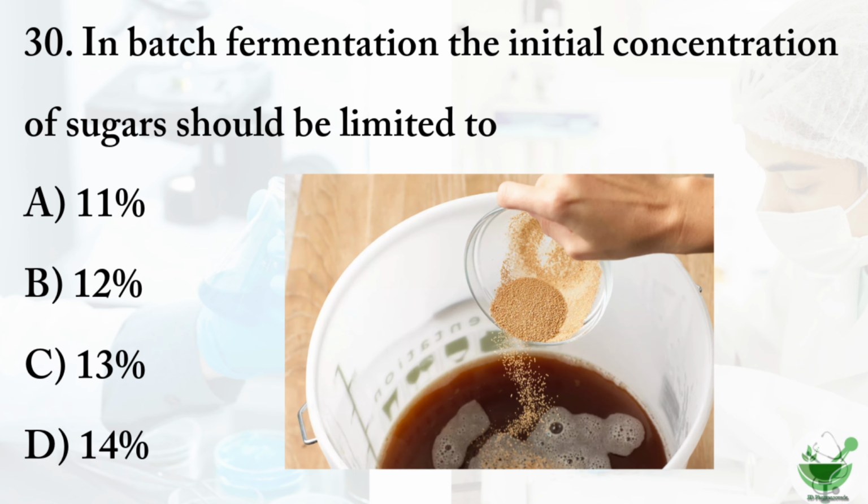Then question number 30. In batch fermentation, the initial concentration of sugars should be limited to option A 11%, option B 12%, option C 13%, option D 14%. The correct option is option B 12%.